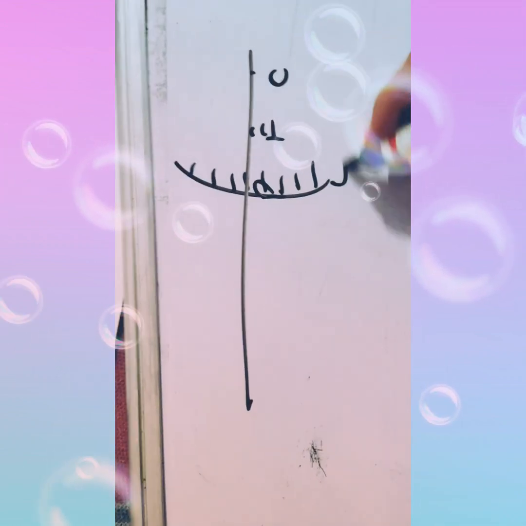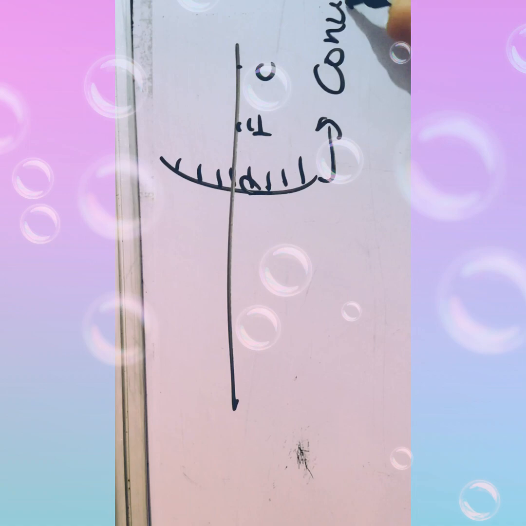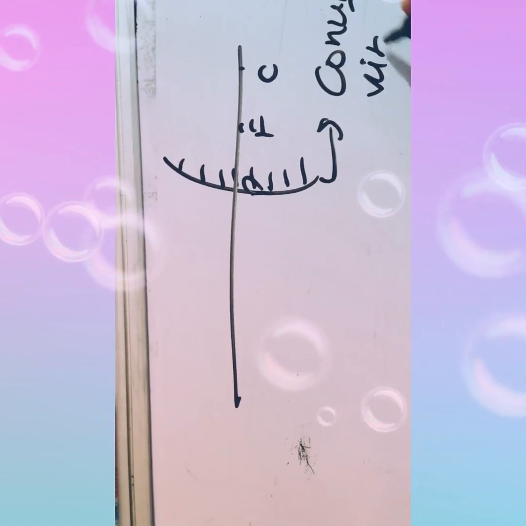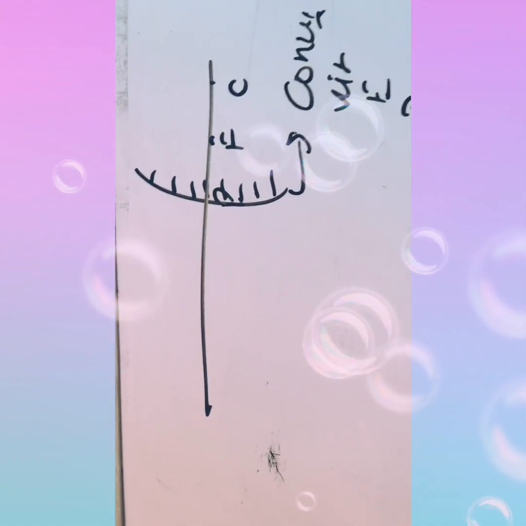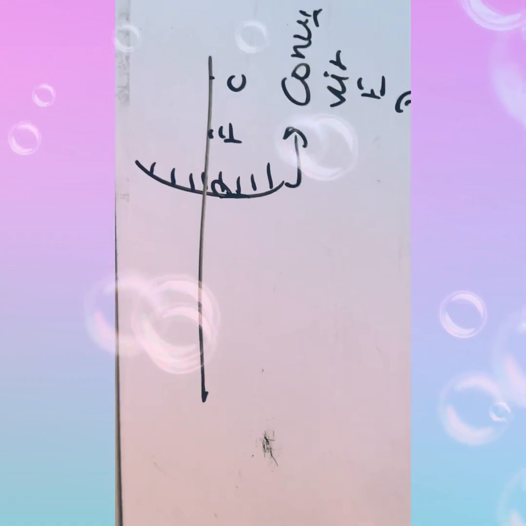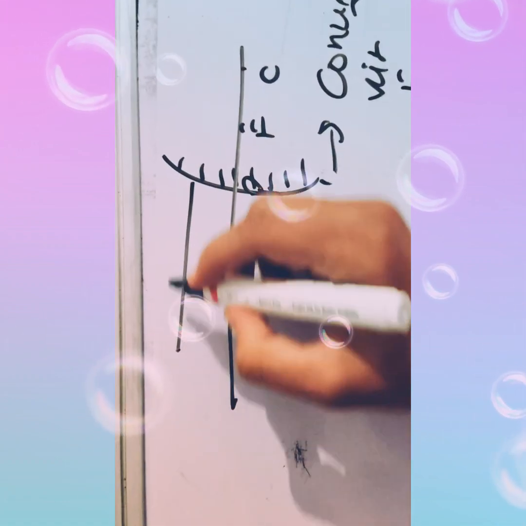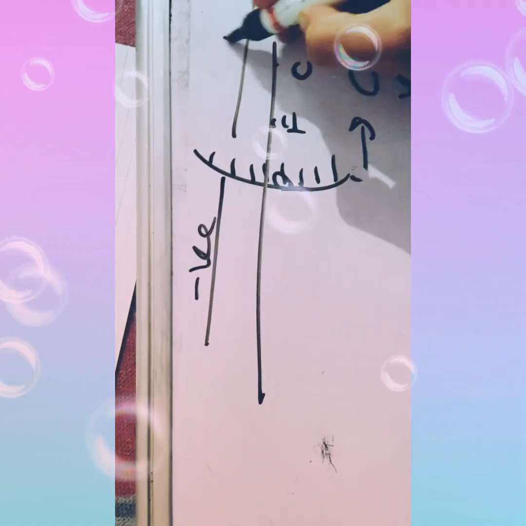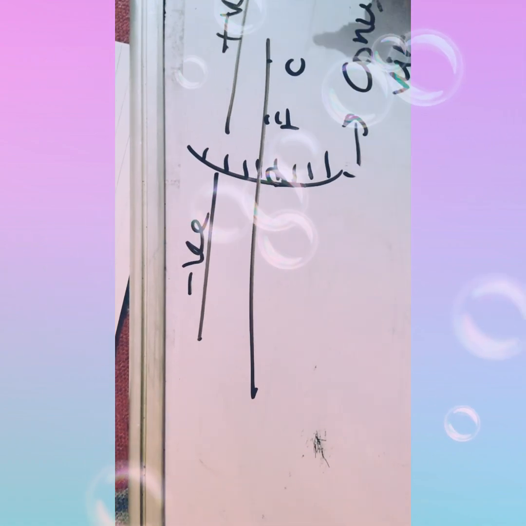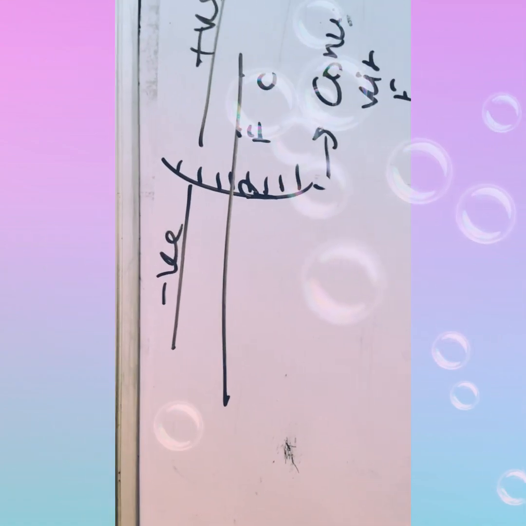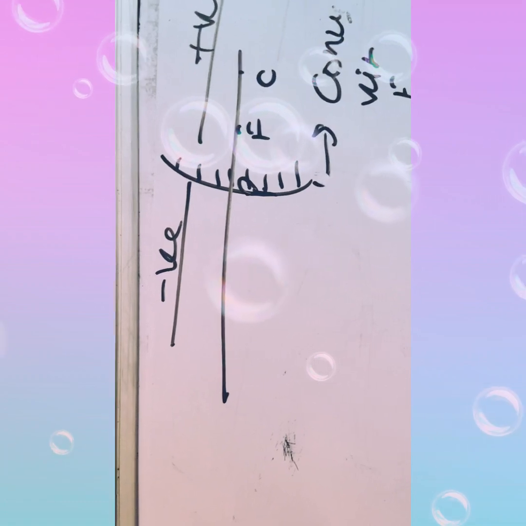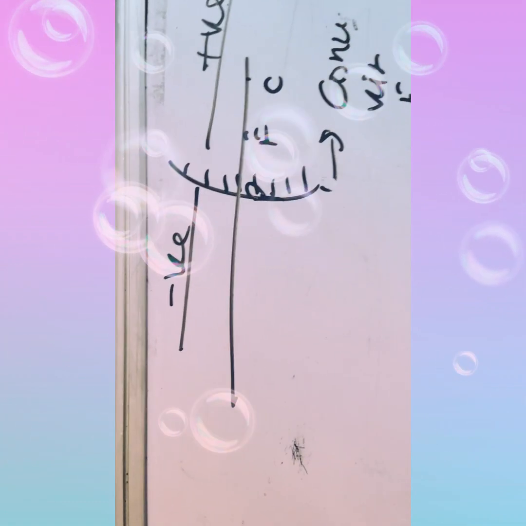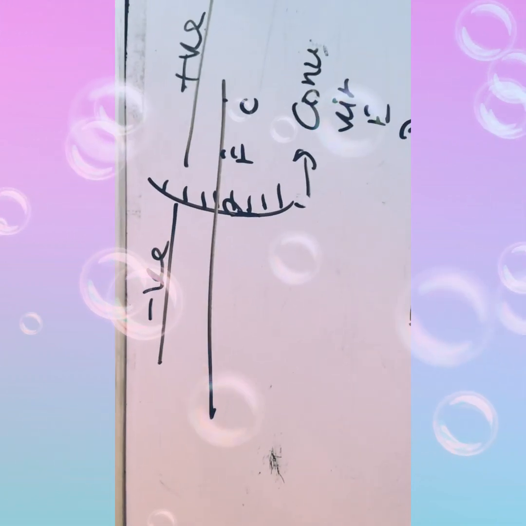So this is a convex mirror. As I already told you, it only forms virtual, erect, and diminished image. So we have to write towards the right side. This is the front part, so it's negative, and this is the behind part, so it's positive. So here focal length is positive. V, as it forms only virtual image, is always behind the mirror, so it's negative. And U, as usual, negative.